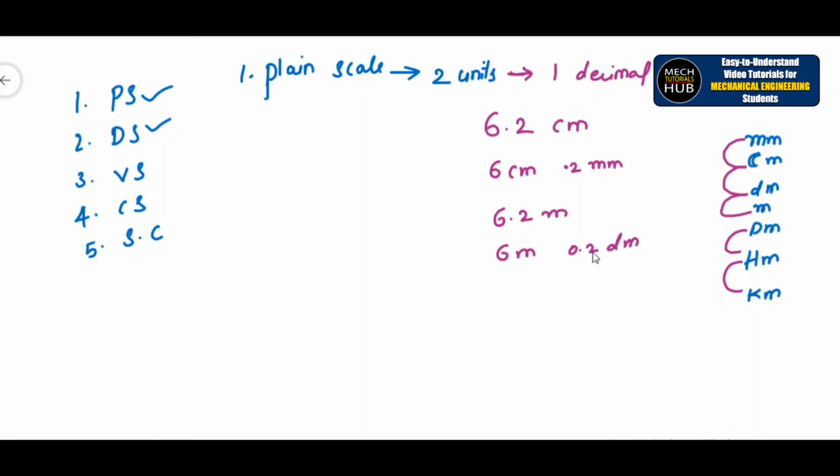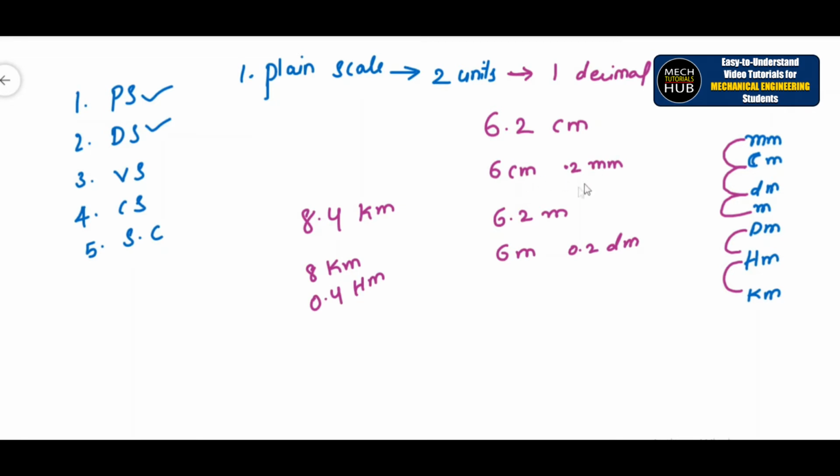Alright, the next smaller unit is what it is going to read. If I say 8.4 kilometers, it becomes 8 kilometers and 0.4 hectometer. Try to understand, the question will be of this kind. In the question they may ask you to show a dimension of 6.2 centimeters, then you need to develop a scale which will read centimeter as well as millimeter.